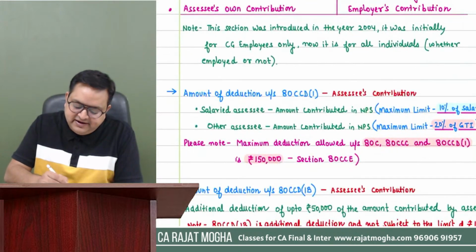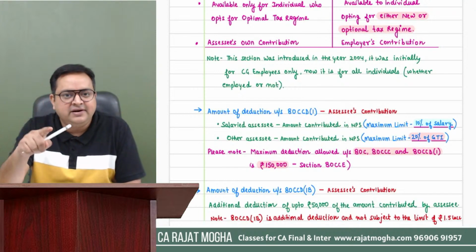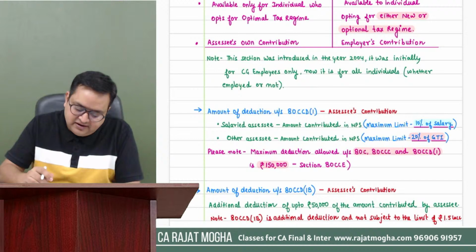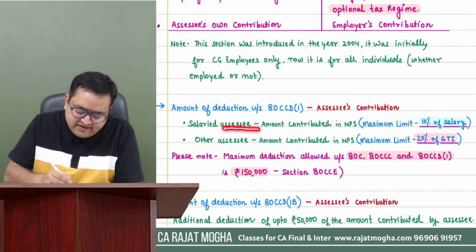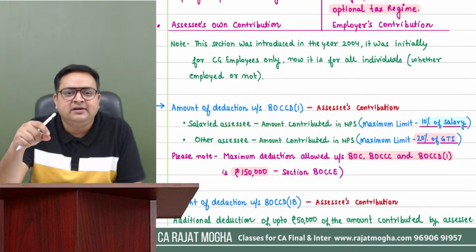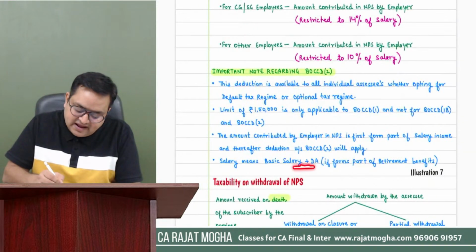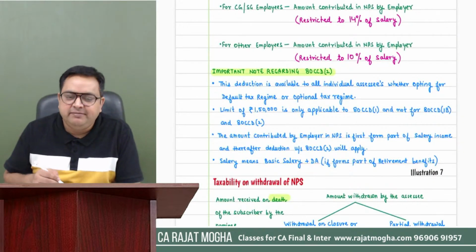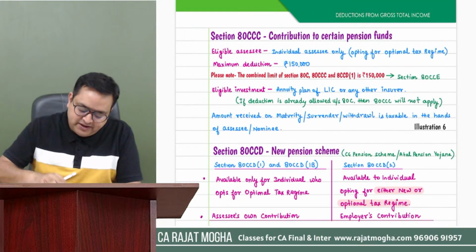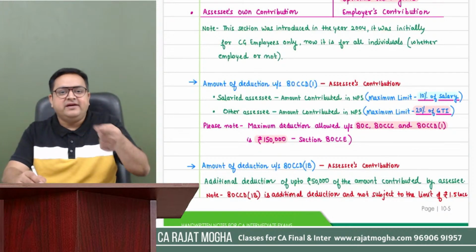Amount of deduction under 80 CCD1 is restricted to 1,50,000. First of all, please remember this is restricted to 1.5 lakh. But there is one more internal limit to it. How much is the internal limit? If the assessee is a salaried assessee, then maximum 10% of salary. Salary here means basic salary plus DA forming part of retirement benefits. Please consider only basic salary and DA forming part of retirement benefits. So here the limit is 10% of salary, but it is for a salaried assessee.